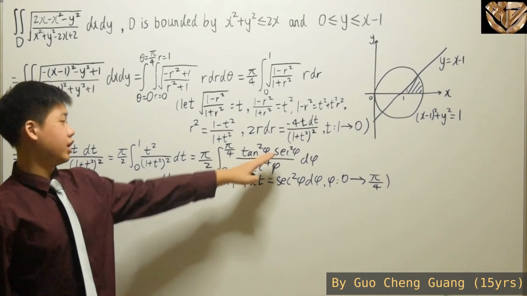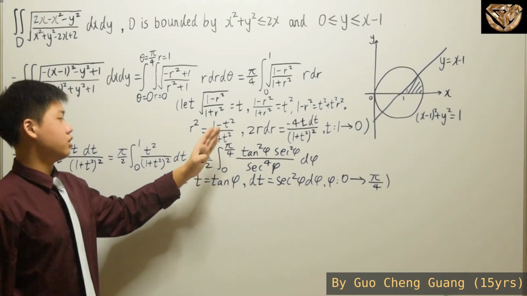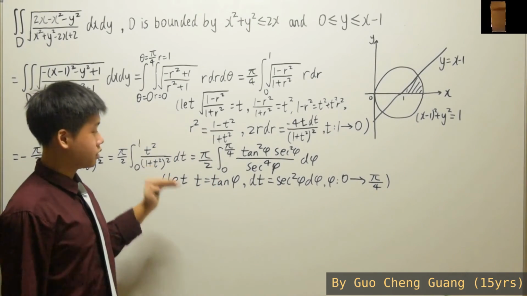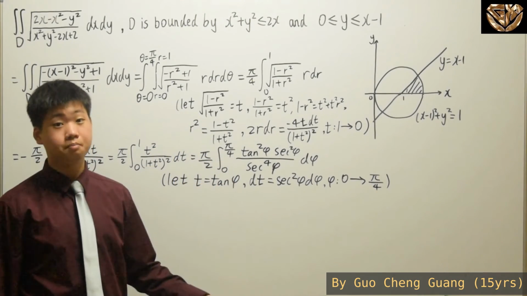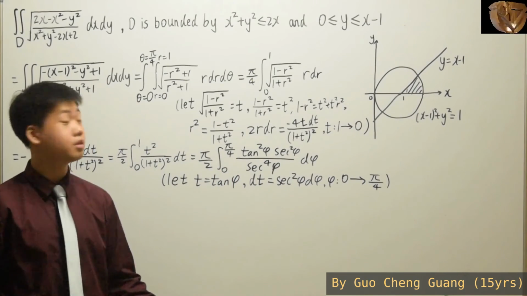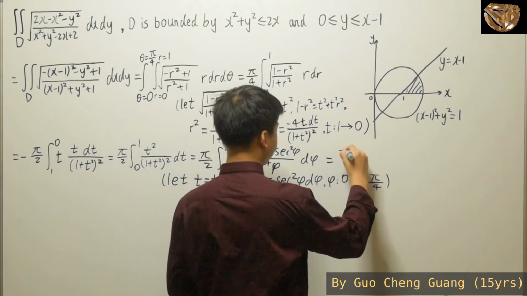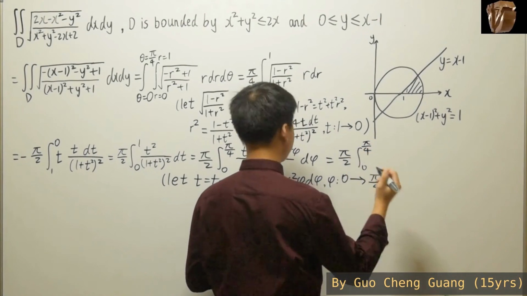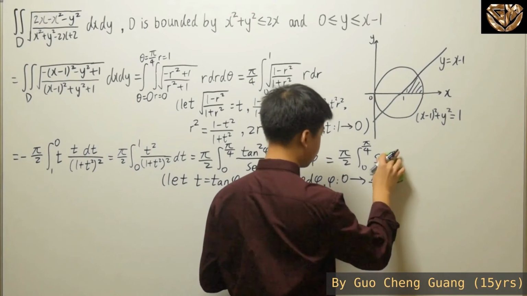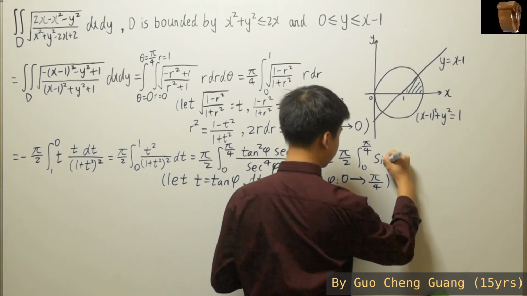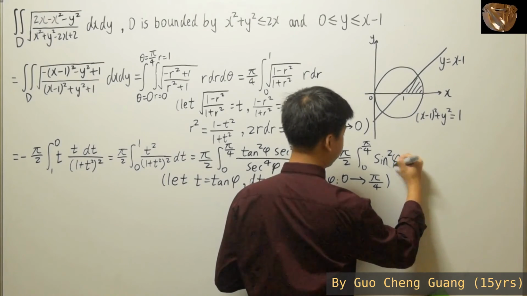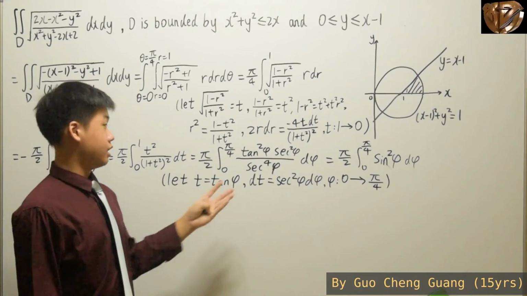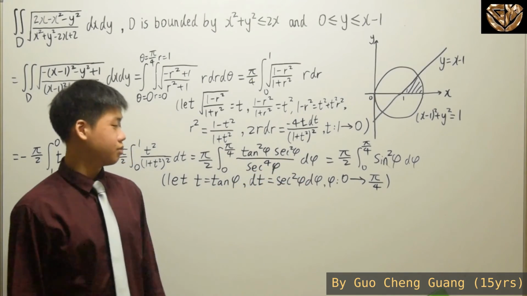Of course, you could simplify, since you have a tangent square phi over secant square phi, and tangent is essentially sine over cosine, or secant is 1 over cosine. So once again, you could continue simplifying it. And what should be the form you see after you simplify it? Well, that form obviously should be sine square phi, then d phi.